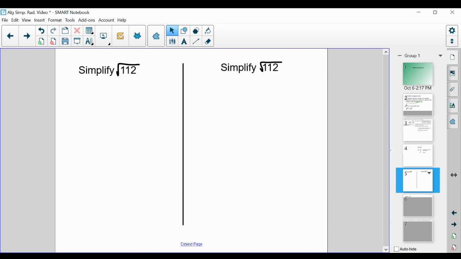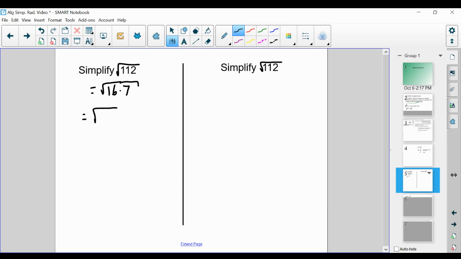On the left, if we're trying to simplify the square root of 112, we can think about some perfect squares that multiply with another number to give us 112. For the sake of time here, I'm just going to let you know this becomes the square root of 16 times 7. We can break that up as the square root of 16 times the square root of 7. And 16 is a perfect square. Therefore, we can simplify and we get 4 root 7. So knowing these perfect squares is going to be really, really helpful for us moving forward.